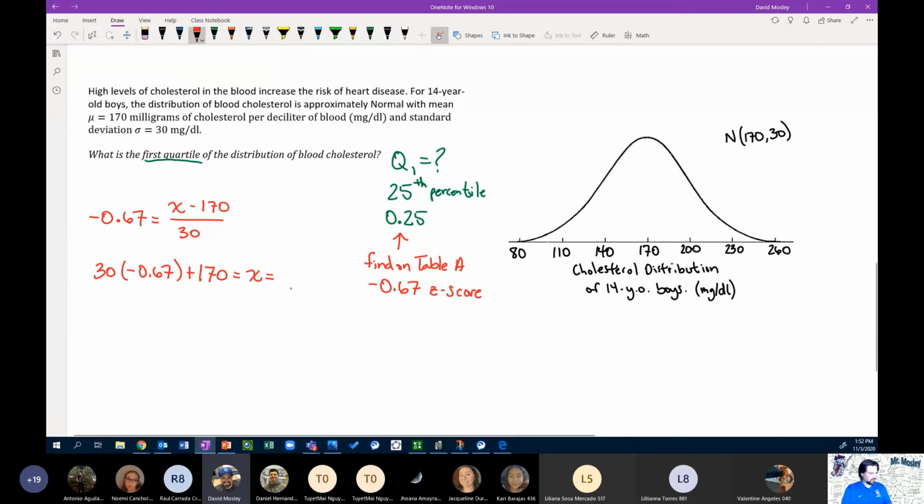And this ends up with 149.9. So Q1, the first quartile, is 149.9 milligrams per deciliter. We have to add the unit onto this one to be correct, because we are talking about this specific unit of measure for cholesterol. And that's Q1. So we're now going from a proportion back to an original score or original value.